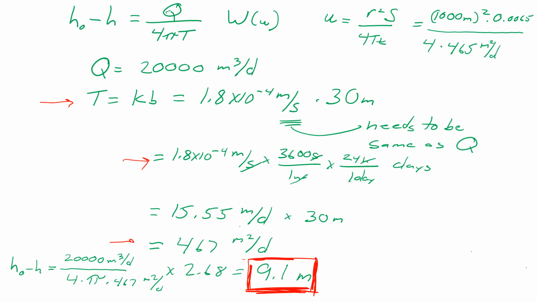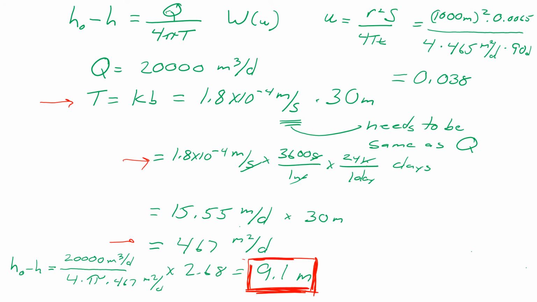And then times the time. I said we've been pumping for 3 months. Since everything's in days, put it in days. 3 months is 90 days. If you multiply that all out, I ended up with a U of 0.038, or 3.8 times 10 to the minus 2.